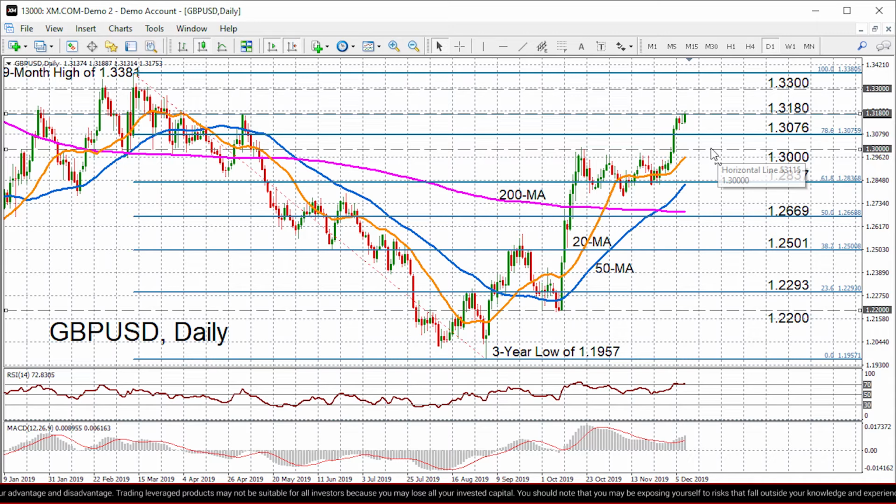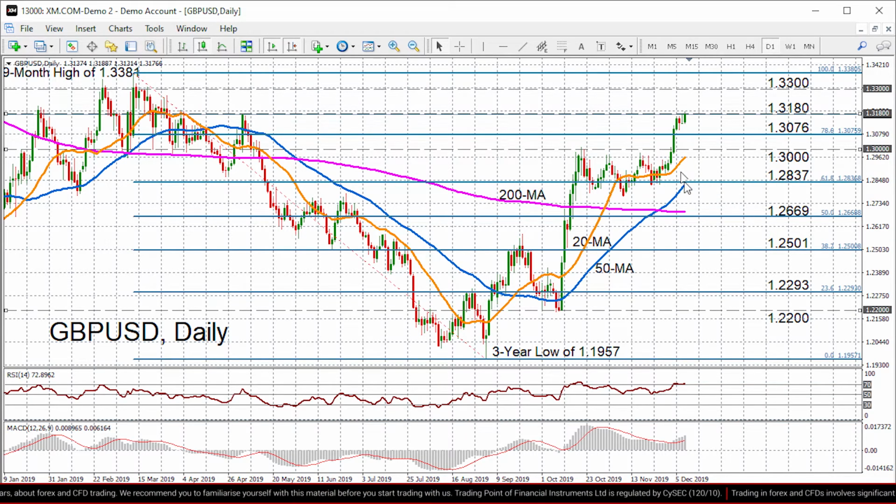If though we were to see a bit of a downside correction, we do have, of course, the UK elections coming up this week, so there's plenty of risks around. Support should initially come at the 78.6% Fibonacci at 1.3076. So that's the Fibonacci retracement of the down leg from 1.3381 to 1.1957. Below that is the 1.30 handle. Just below that is the 20-day moving average.